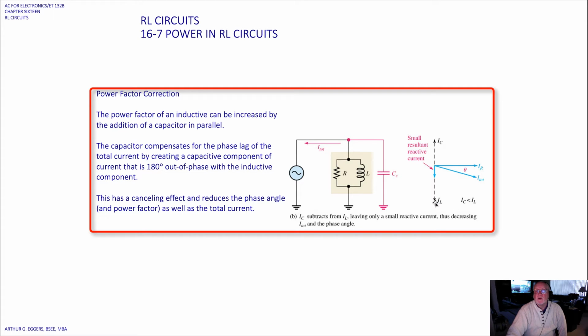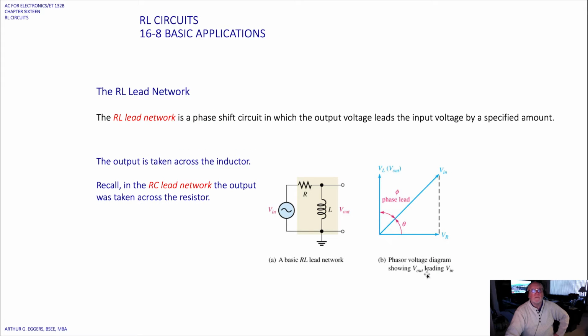Okay, so we've got the current through the inductor. Notice that the current has decreased. The current in the capacitor, though, we're not seeing much there, and we've got our total current out here, almost magnitude-wise in line with I_R. The capacitor compensates for the phase lag of the total current by creating a capacitive component of the current that's 180 degrees out of phase with the inductive component. This has a canceling effect and reduces the phase angle and power factor as well as the total current.